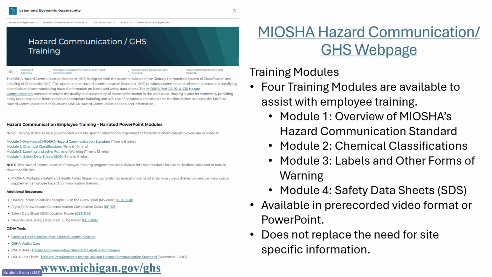While these modules will help address some of the required training topics, employers will still need to supplement their site-specific information, including where hazardous chemicals are used, the hazards of those chemicals, effective means of detection and protection, the labeling system implemented, and the location and access of safety data sheets and the written hazard communication program.